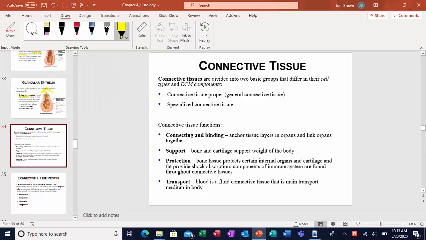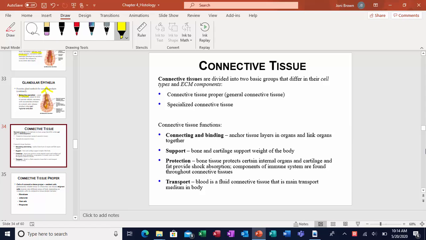Now we're ready to move to the second major type of tissue. We've looked at epithelial and all the different types of epithelial. Now we want to talk about connective tissue. Connective tissue is divided into two main groups, and in this video we're going to talk about the first group, which is connective tissue proper, or general connective tissue. The other group is specialized connective tissue that we'll talk about in the next video.